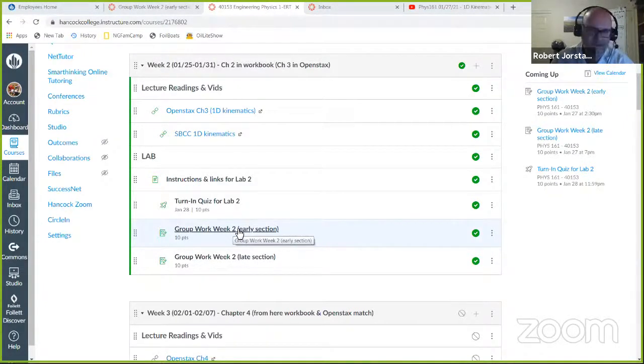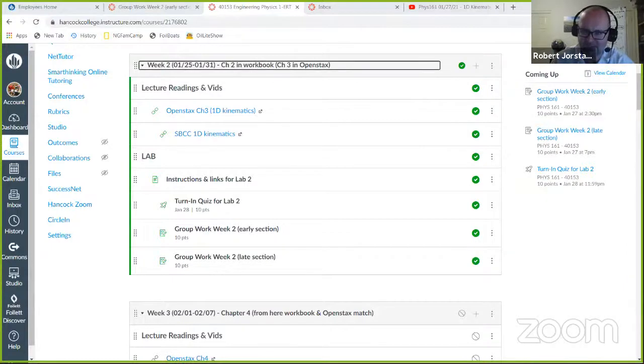Most of the points are for turning in something on time. There's points for following directions as well. It's more important that you work together and try to learn from this than necessarily getting the right answer. The right answer will probably be worth points this week, but I'm going to be looking at your procedure. So it's all about working and getting something turned in.